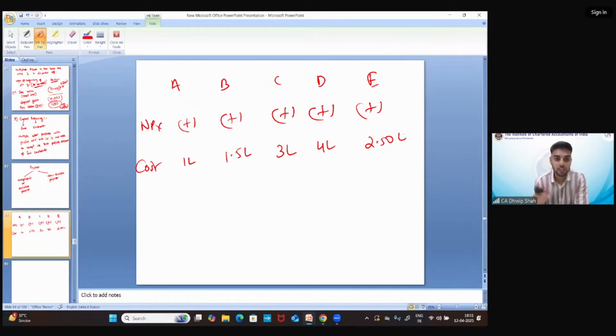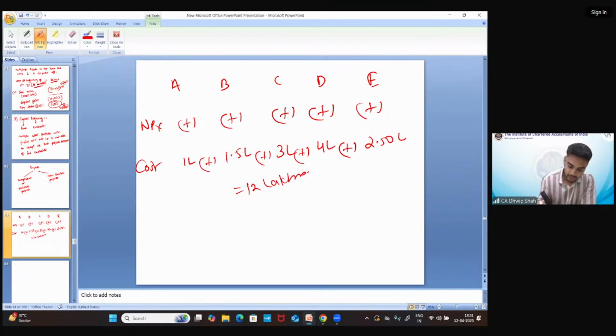They should all be taken. So if you take all the projects, then the total funds that you need is 1 lakh plus 1.5 plus 3 plus 4 plus 2.5. Tell me how much? 1, 2, 5, 9, 11, 12 lakhs. Okay? So if you take all the projects, you would need funds of 12 lakhs. But the company has a maximum budget of, let's say, 8 lakhs.